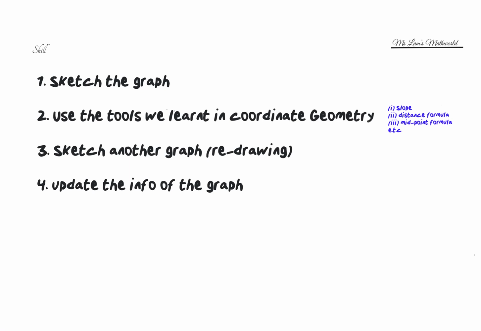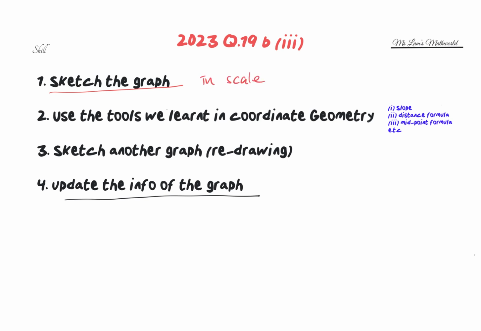Well, finally, we have arrived. Okay, so let's have a look at the scale. We sketched a graph already. We use the tools, draw the graph, and update the info of the graph. But then we need to check if the points are reasonable. And then if you update the info of the graph, you sketch the graph a little bit in scale. Precisely in scale, and then you will actually observe something very important.